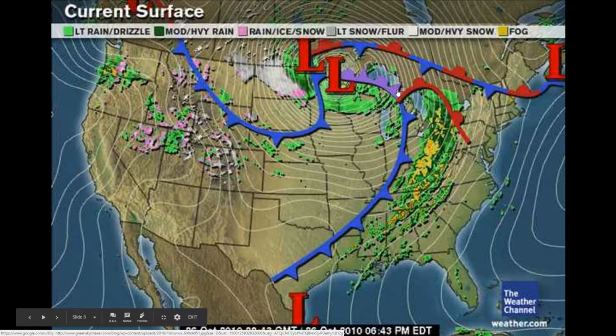And this purple one in here is called an occluded front. This is a special type of front that forms when a cold front actually catches up to a warm front. Cold fronts generally move faster than warm fronts because the air behind a cold front is more dense, and it's a lot easier to move the warm air out of the way than it is for a warm front to move the cold air out of the way.